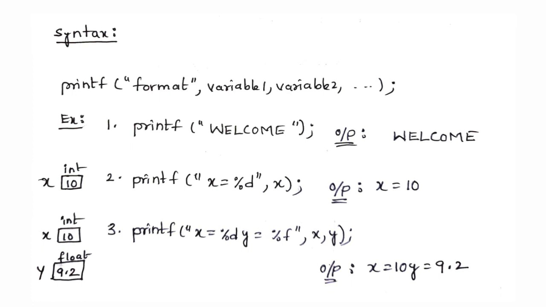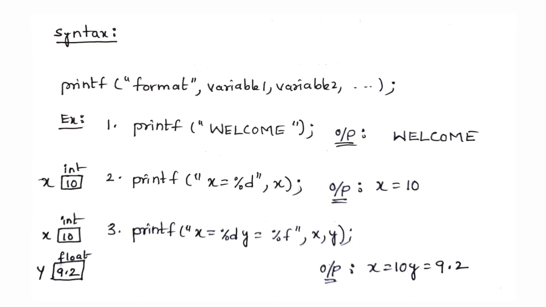Now go to the third example. Here I have saved x is equal to 10 and y is equal to 9.2, which is float type data. Now come to the printf statement. In the double quotations I have enclosed x is equal to %d, y is equal to %f, because x is an integer type data and y is a float type of data. I would like to display these two variables.